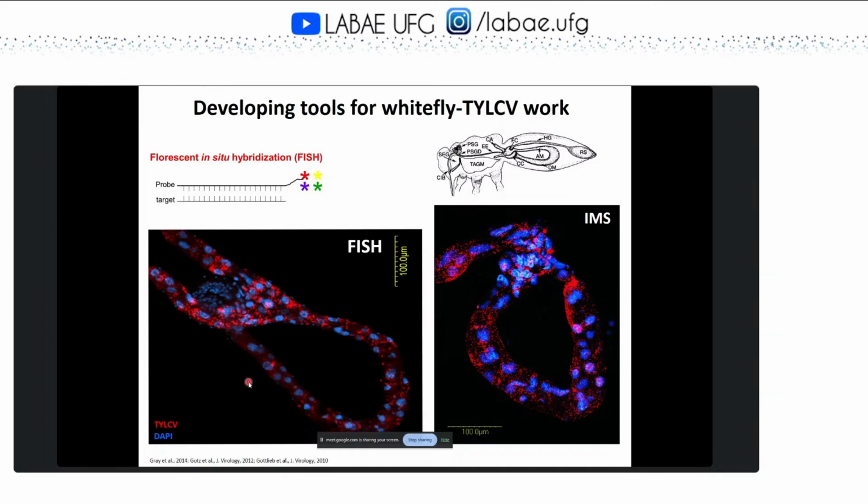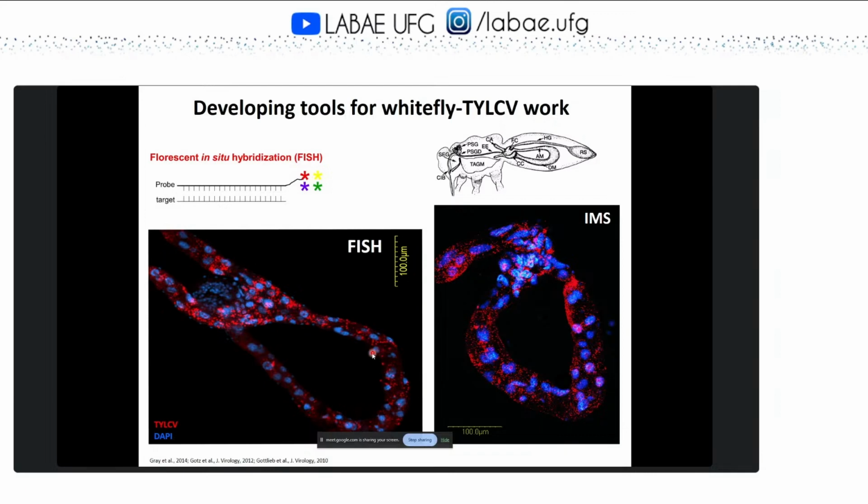This is using FISH, and FISH is a very simple technique of using very short DNA probes that are designed to hybridize with a small portion of the genome of the virus. In this case, it is the V1 gene, which encodes the coat protein. On the right, you can see immunostaining. It's a similar technique, but using an antibody against the virus, and this antibody is also against the coat protein of the virus. So you can see that in both cases, you can very nicely see the virus.